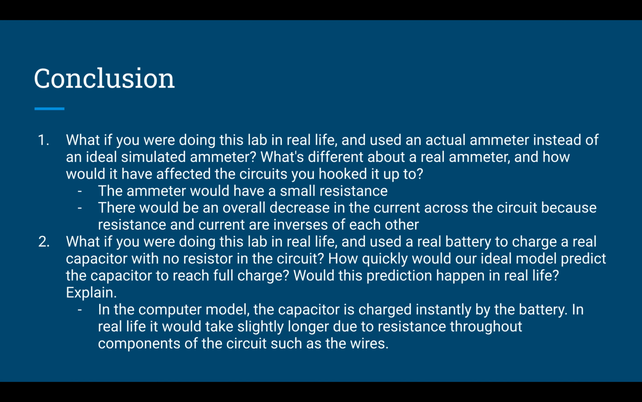In conclusion, if this lab were done in real life and an actual ammeter was used, then there would be a decrease in the current across the circuit. A real-life ammeter would have a small resistance, and since resistance and current are inverses of each other, as the resistance increased, the current would decrease.